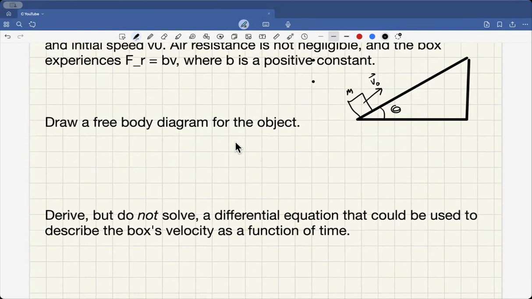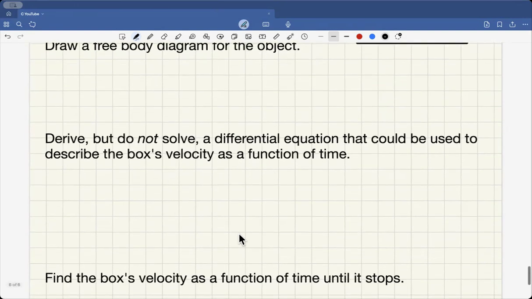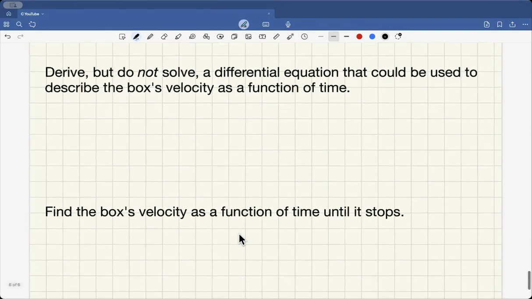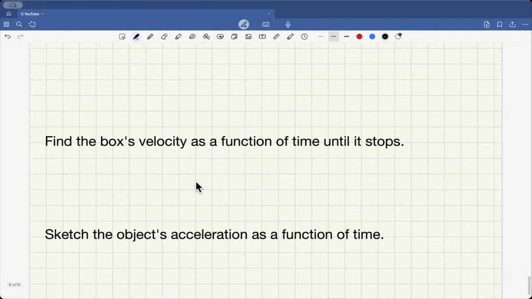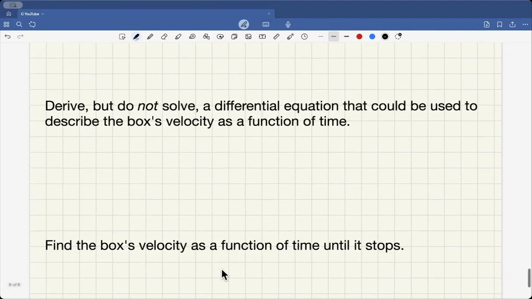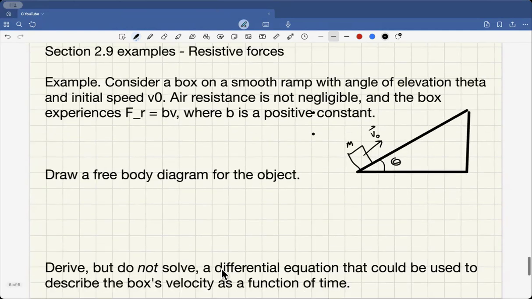We're going to have to draw the free body diagram for the object. We're going to have to derive but not solve a differential equation that could be used to describe the object's velocity as a function of time. We'll spend quite a bit of time talking about that one. We'll actually solve that differential equation and then sketch the acceleration as a function of time. So kind of a nice set of skills for us to feel comfortable with. So let's start with the free body diagram.